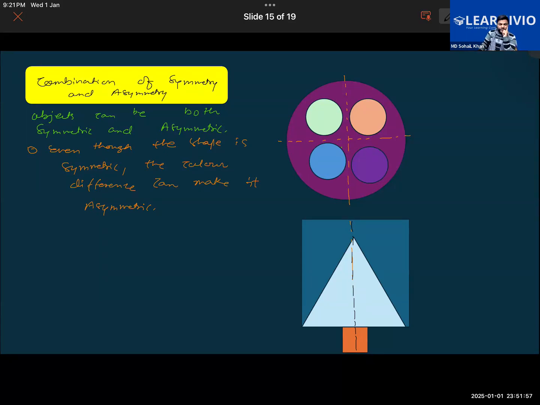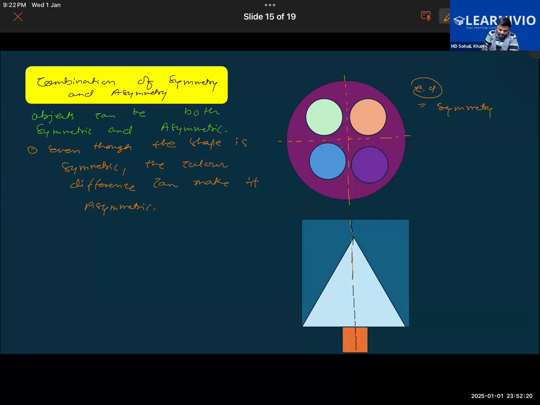It is actually showing symmetry in color, right? So the other one is showing symmetry in shape as well as in color. But the previous one is showing symmetry only in shape. So we had this example, which shows symmetry in shape only.